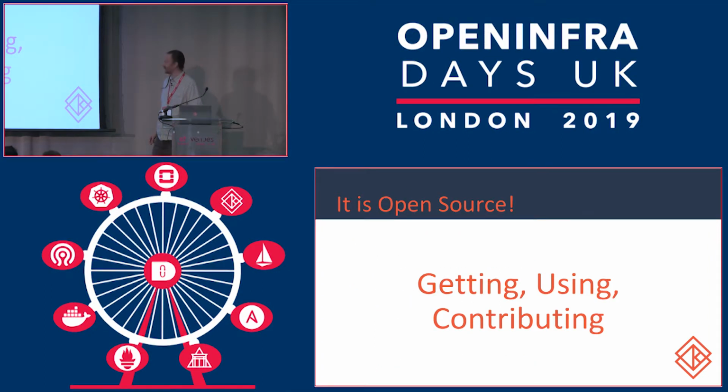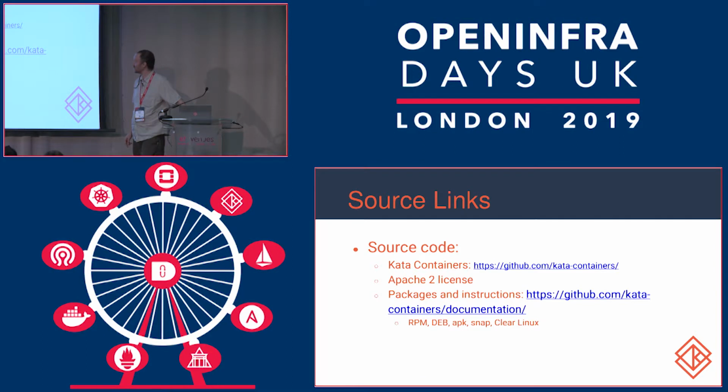It's all open source. All of the code's up on GitHub. It's all Apache 2. We have packages: RPM, debs, APK, Snap. Snap's a really easy way to get going. We now have some static binaries you can install in opt and run them from there. And then we have a package up in Clear Linux, which you can just pull down and run.